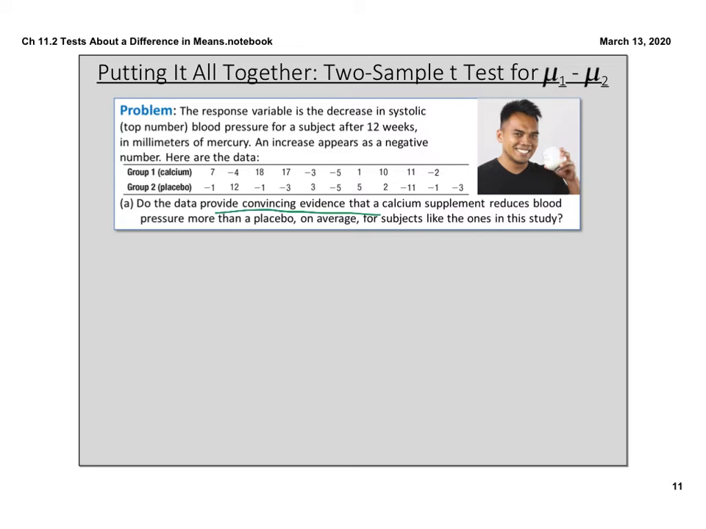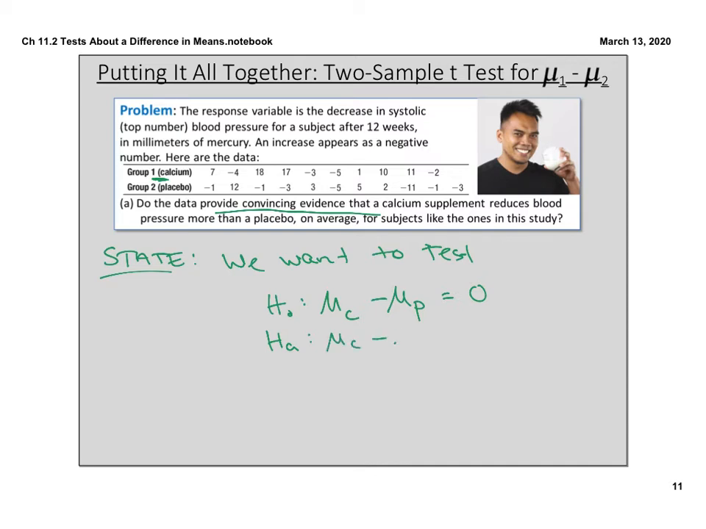Okay, so we're just going to go through all 4 steps of our significance test here. We're going to start with state. We want to test H sub 0, where mu for the calcium group minus mu for the placebo is equal to 0. And our alternative is that mu for the calcium group minus mu for the placebo is greater than 0. We want this number to be positive.